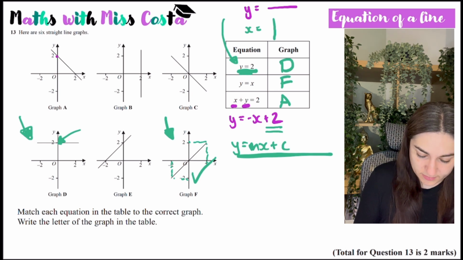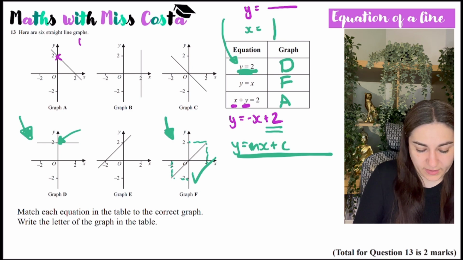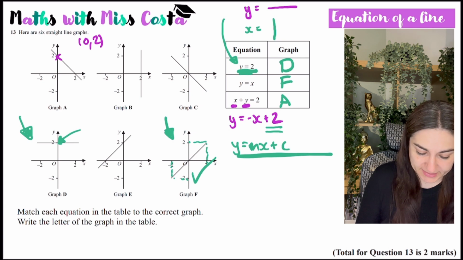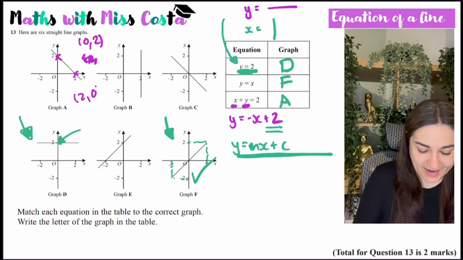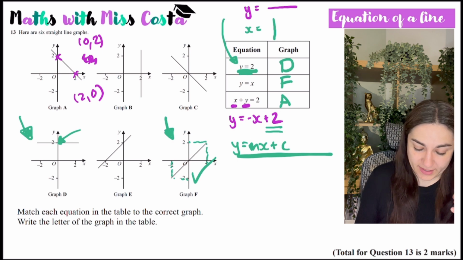Over here, what's that coordinate? The x coordinate is 0, the y coordinate is 2. 0 plus 2 makes 2. Over here, what's this coordinate? The x coordinate is 2, and the y coordinate is 0. 2 plus 0 is 2. So therefore I know it's graph A.